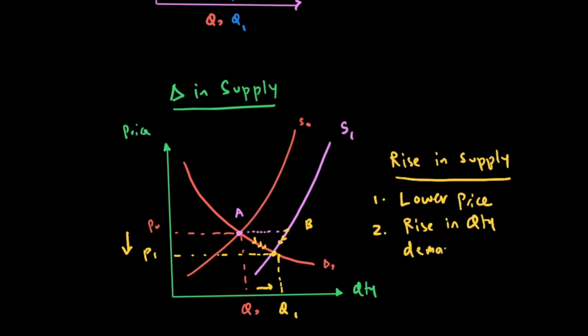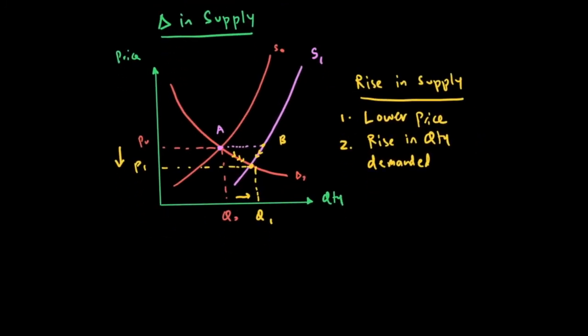And why am I saying quantity demanded? The reason is that I am moving along the demand curve. So a change in supply leads to a movement along the demand curve. Similarly, a change in demand leads to a movement along the supply curve. And if we are moving along the demand curve and the demand is not changing, we call it a change in quantity demanded. So that's how we go about changing supply.